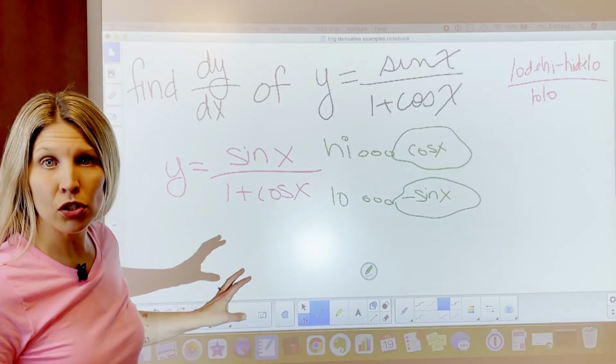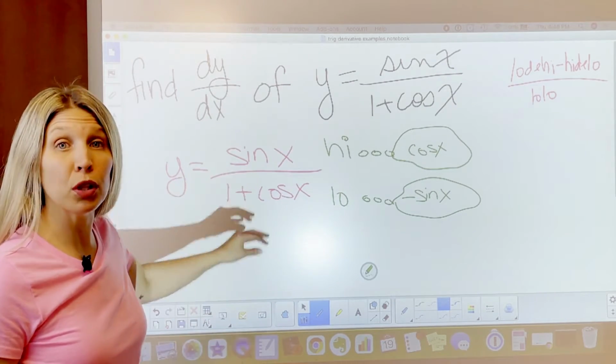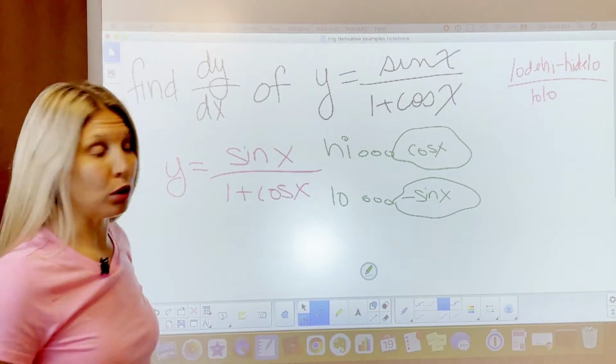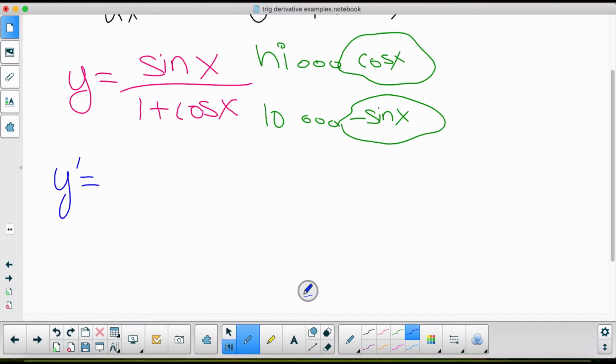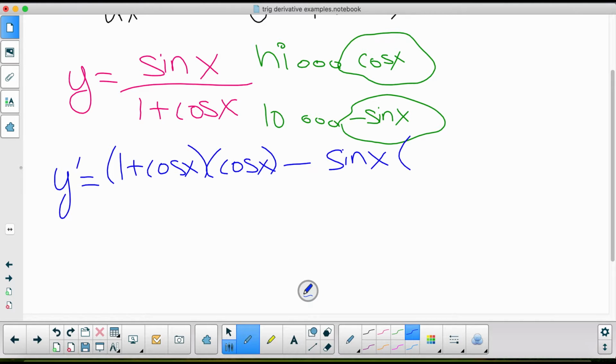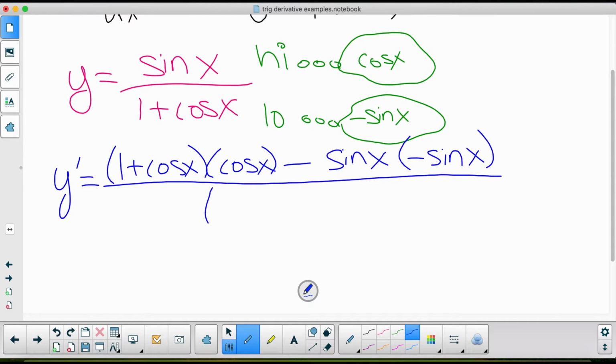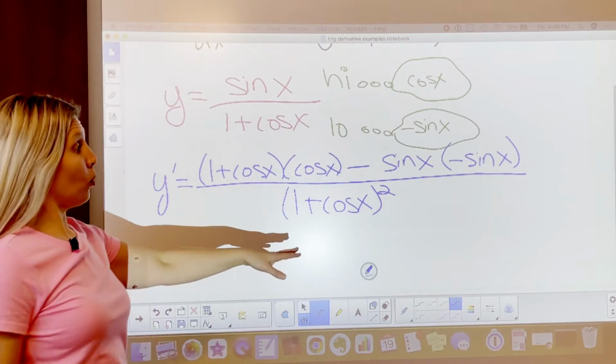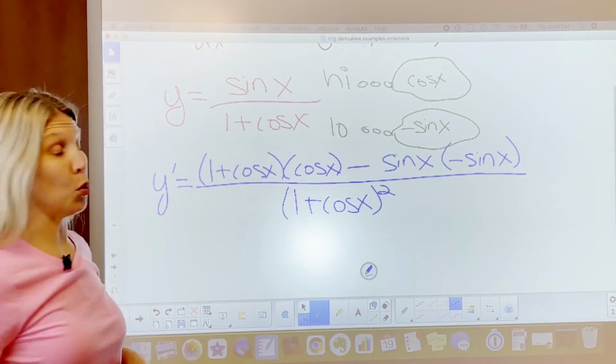I write these out first, so now all I have to do is plug those into the quotient rule. So the derivative equals low, which is 1 plus cosine x, d high, which is the derivative of my high piece, which we already wrote down was cosine x. See, it's nice and easy, you're just plugging it in. Minus your high piece, which is sine x, times the derivative of my low, which is negative sine x, all over low low. So the low piece is squared because low low means you're needing it twice.